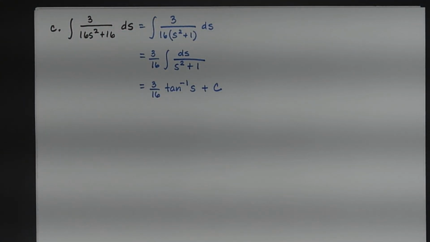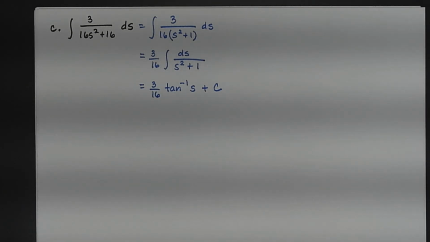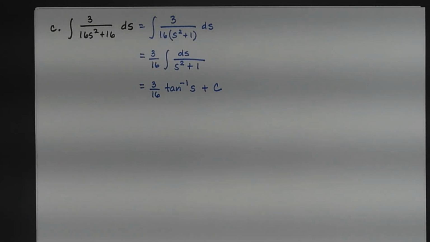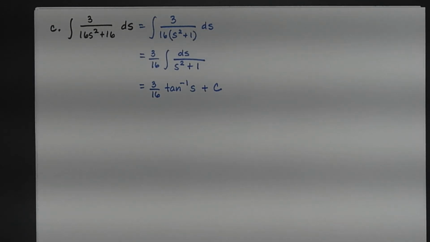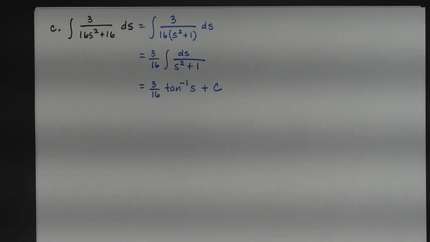So the integral of 3 divided by 16s squared plus 16 ds will be 3/16 times the inverse tangent of s plus c. Okay.